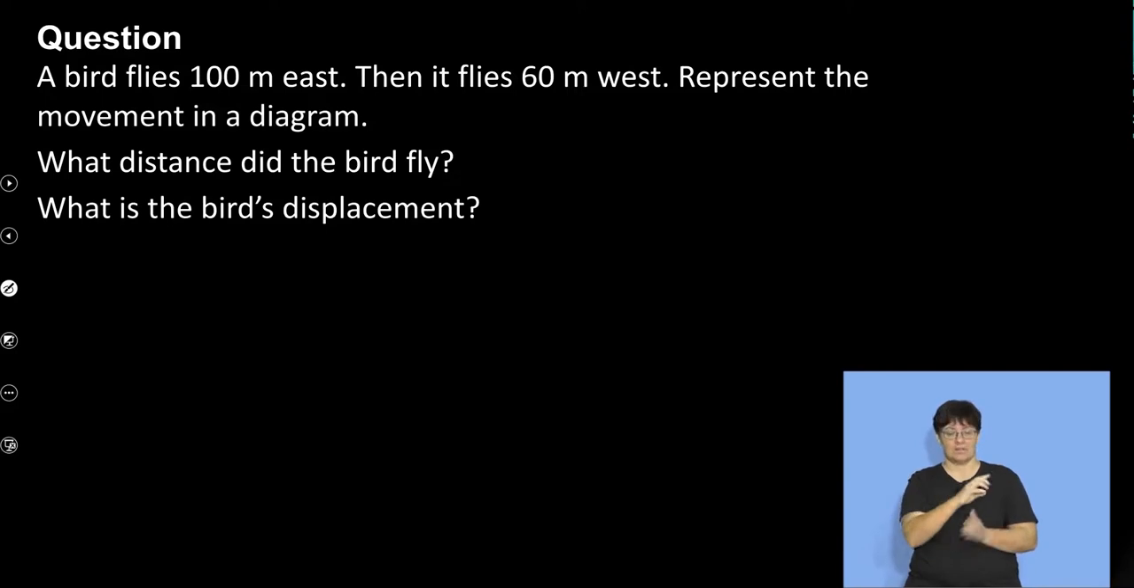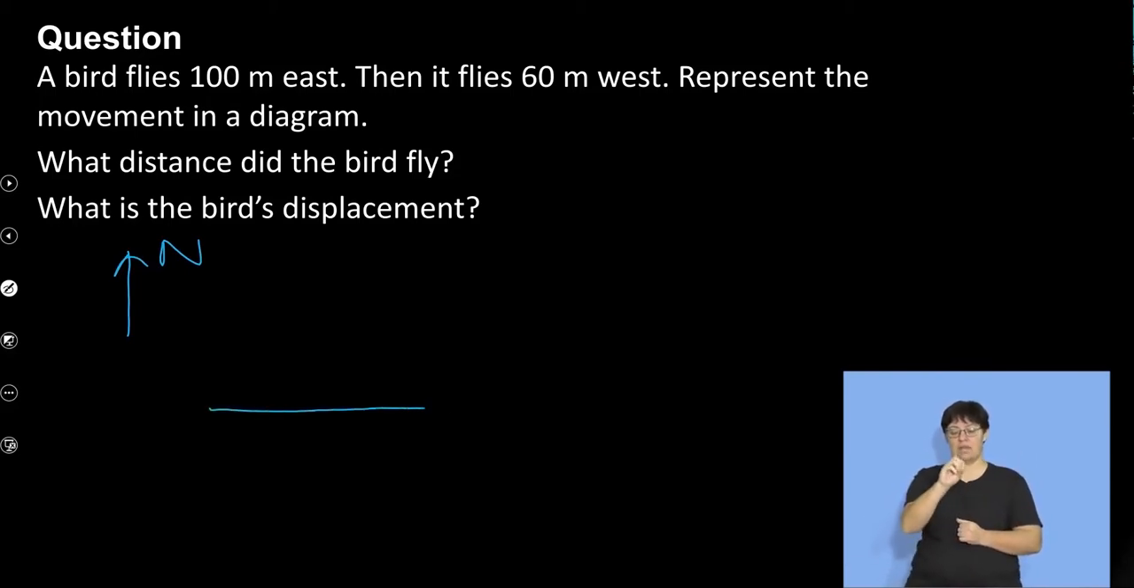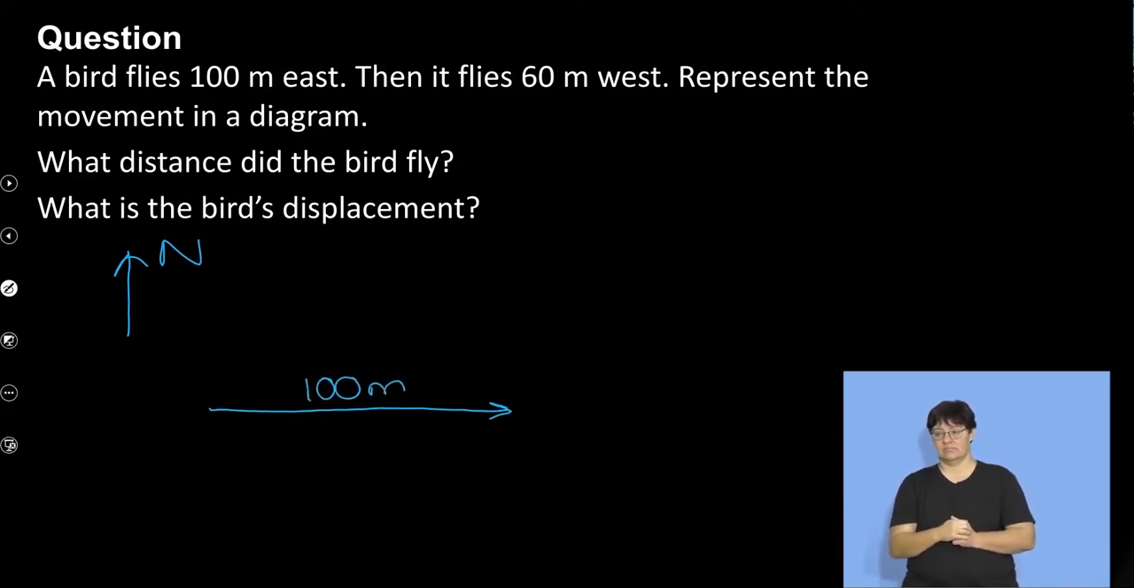We want it as a diagram. So this is not to scale. This is just a sketch diagram. So the bird flew. I'm going to make that north up. Okay, so I know where north, south, and east is. And they tell me that the bird flies 100 meters east. So there's my 100 meters. Then it flies 60 meters west. So it goes this direction, 60 meters. We've got the diagram. We've represented it in a diagram, okay?